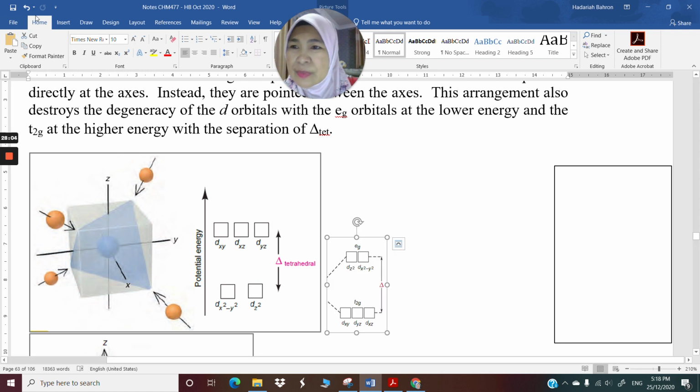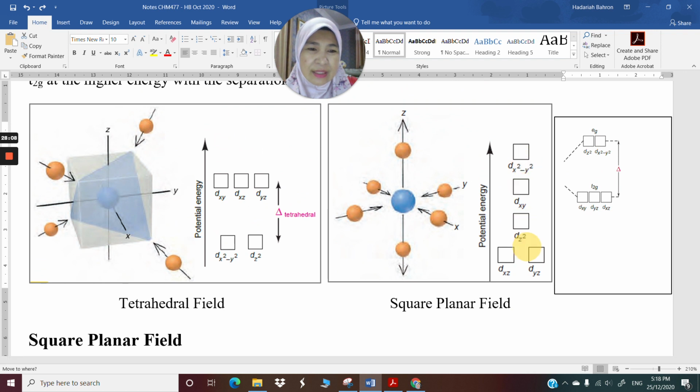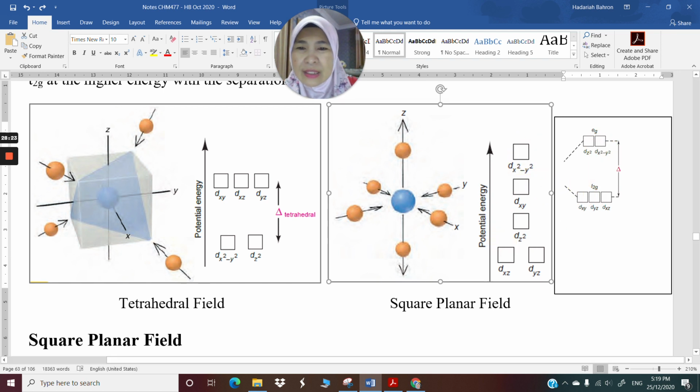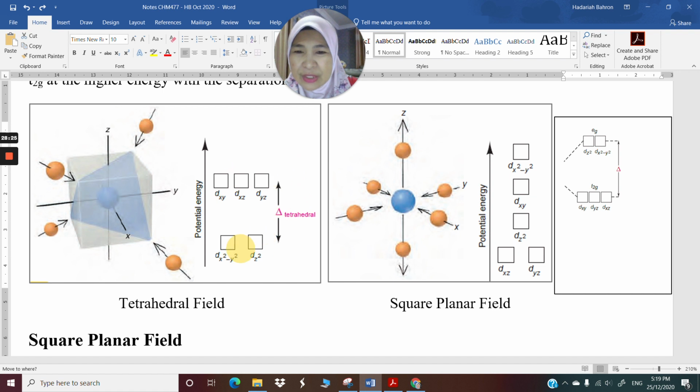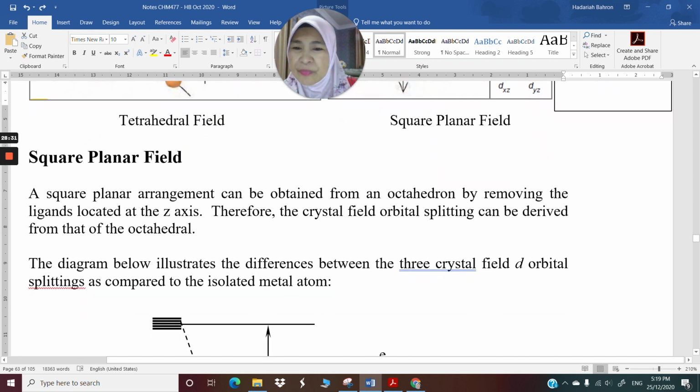So this is the crystal field splitting for square planar field, derived from the octahedral field. You have your square planar field. This is the crystal field splitting for your tetrahedral field, and this is your crystal field splitting for your octahedral field.